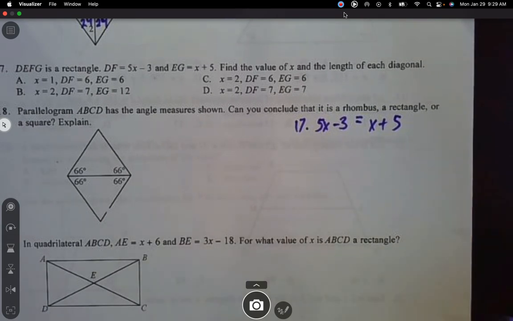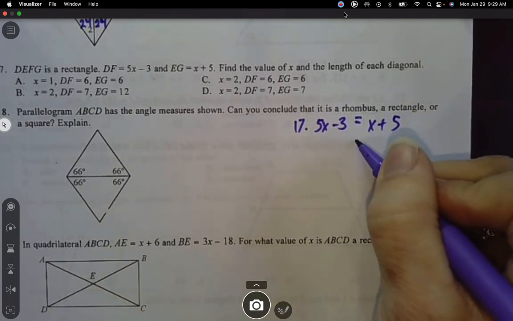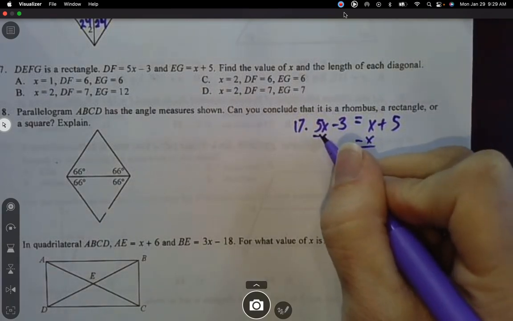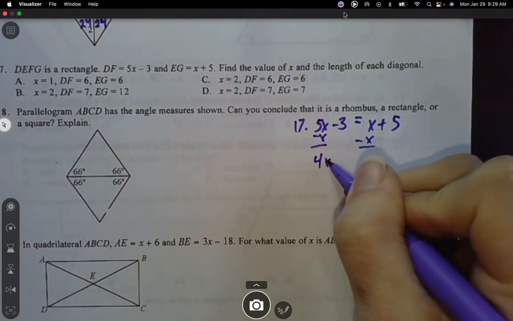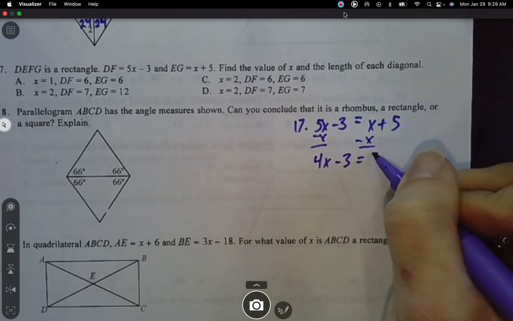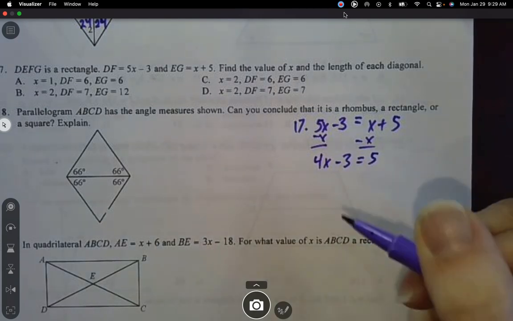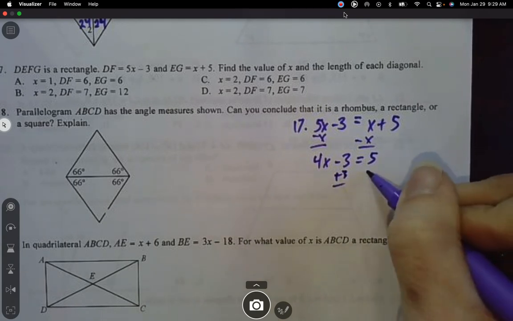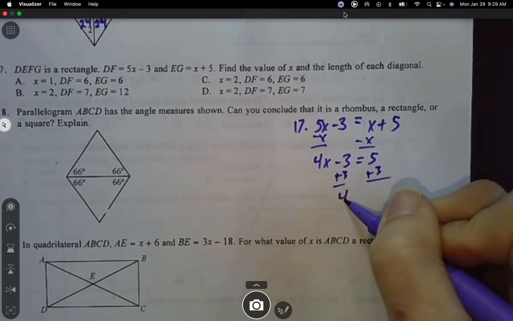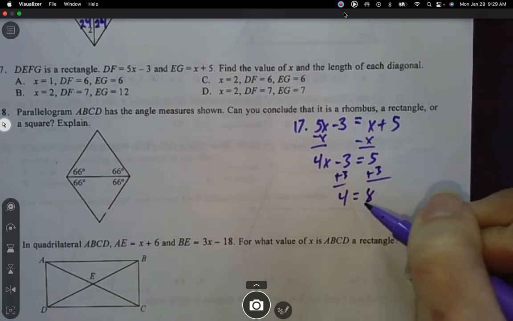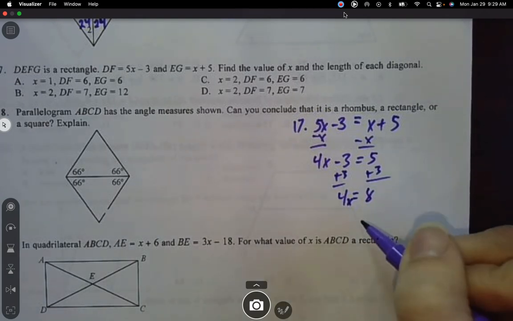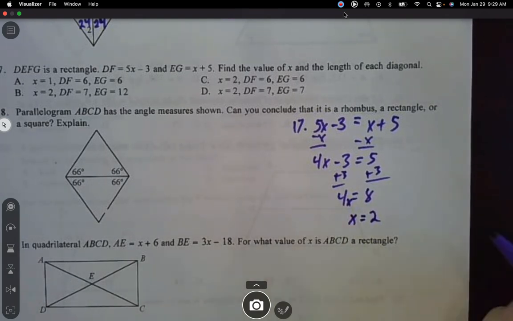So I set them equal. How do you solve? You subtract the x. So we get 4x minus 3 equals 5. Then add 3. 4x equals 8. Oops, I forgot my x. And x equals 2 when you divide by 4.